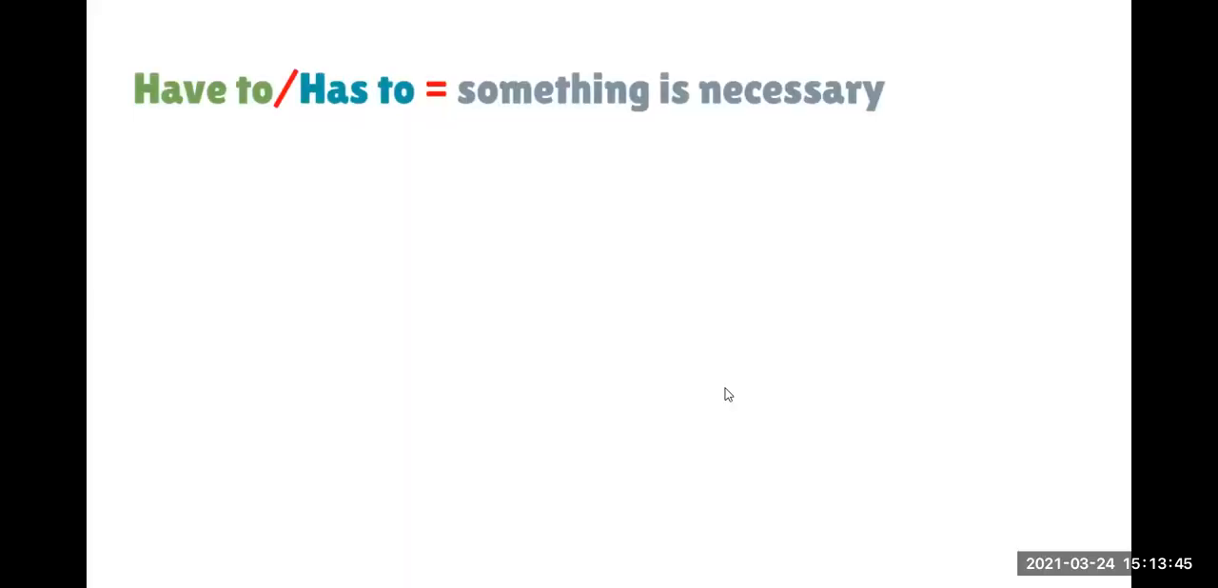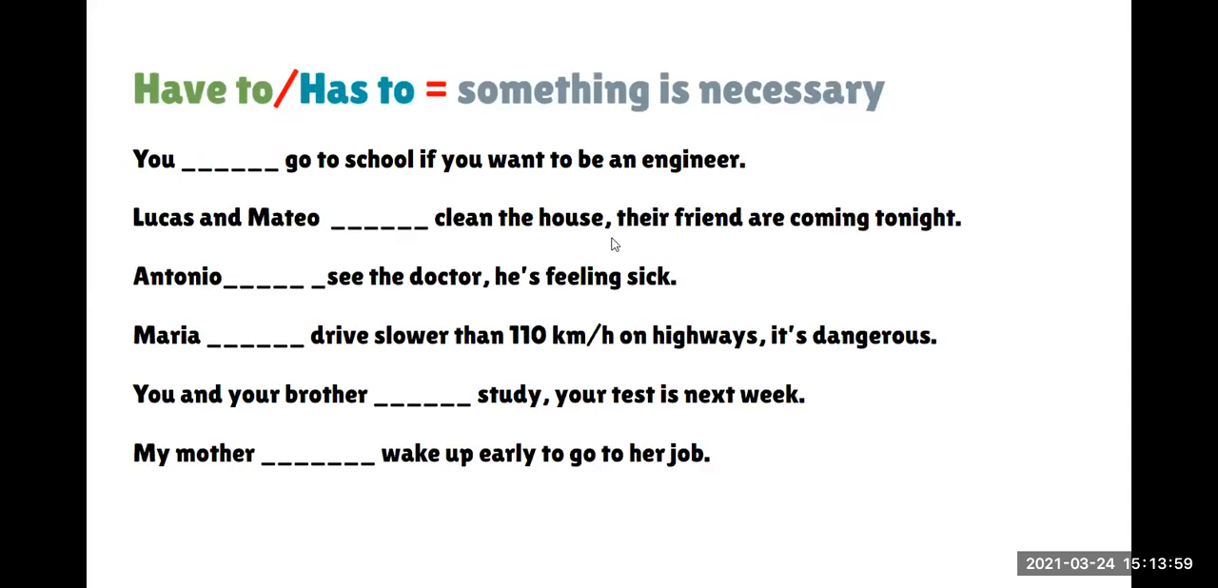Okay, so we use have to or has to when something is necessary, when we think that something is necessary to do or to say. Okay, for example, here I have some sentences and I want you to help me to complete these sentences with have to or with has to. Okay, for example, number one, you go to school if you want to be an engineer. What do you think? How can we complete this sentence?